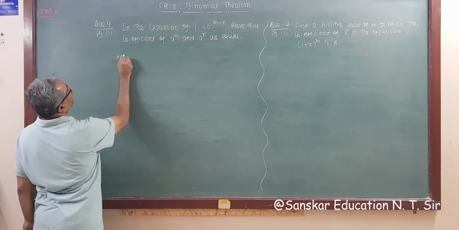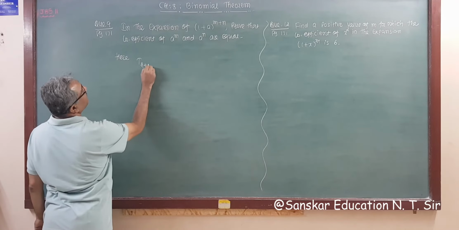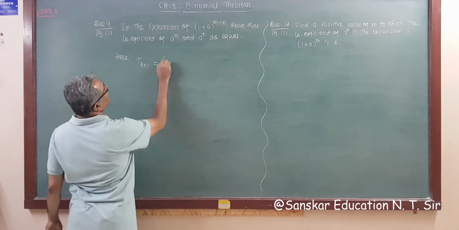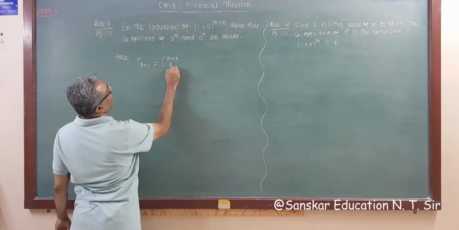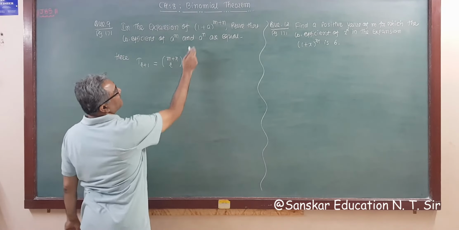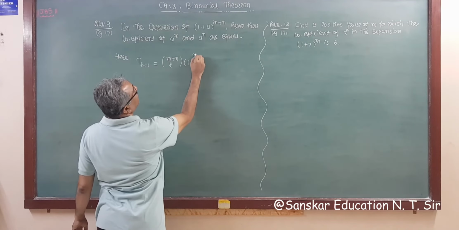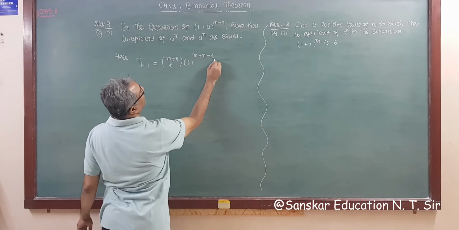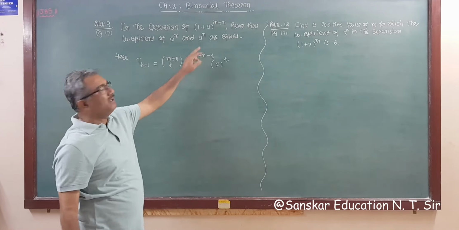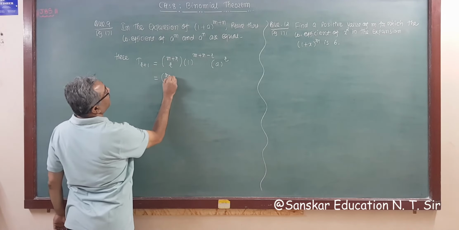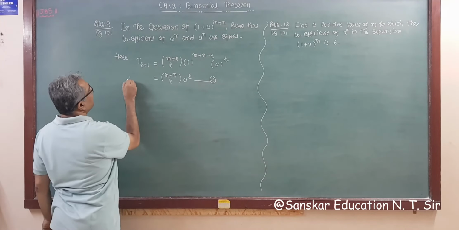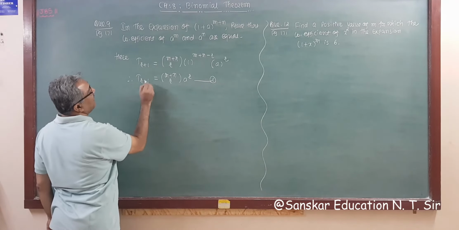So here T(r+1) is equal to nCr, which means (m+n)Cr, as the power is m + n, times 1 raised to (m + n − r), and b is a raised to r. Now anything raised to 1 is 1. So what we get is (m+n)Cr into a^r. This is your equation number 1, that is, the general term T(r+1).